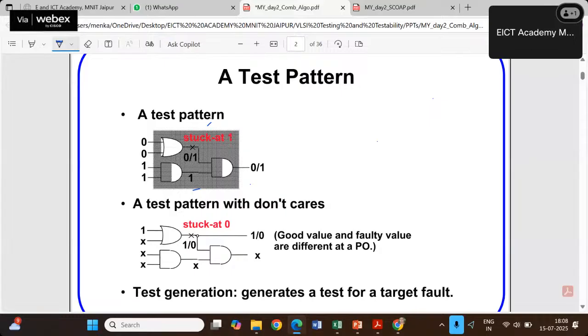First of all, I targeted this as 0. Then I did the backward implication, meaning what it implies, what should be the input set. So it implies that 0 0 should be the input set.